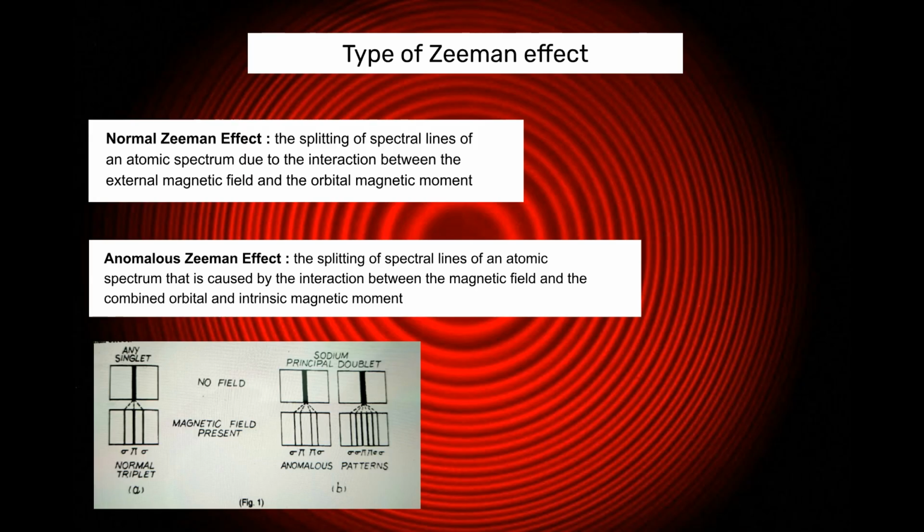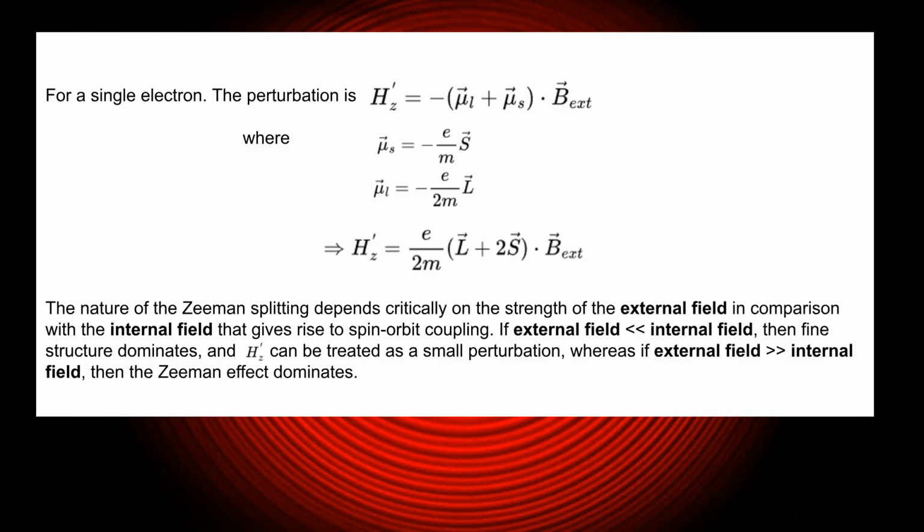There are two main types of Zeeman effects. The normal Zeeman effect involves splitting due to the external magnetic field and the orbital magnetic moment. The anomalous Zeeman effect is caused by the interaction with the combined orbital and intrinsic magnetic moment. For a single electron, the perturbation to the Hamiltonian is shown here. The splitting nature depends on whether the external field is much weaker or much stronger than the internal spin-orbit coupling field.